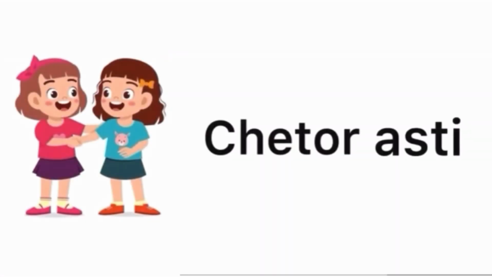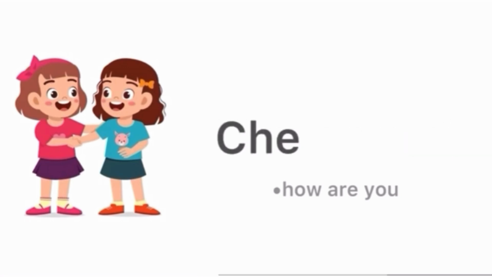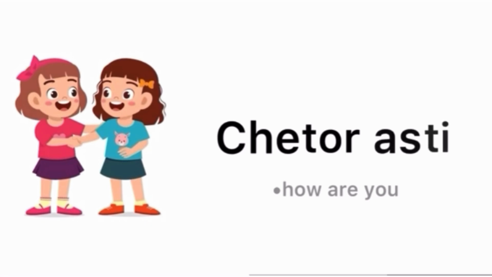چطور هستی؟ Which means how are you? چطور has two syllables. چه طور. And asti also has two syllables. As ti. چطور asti.